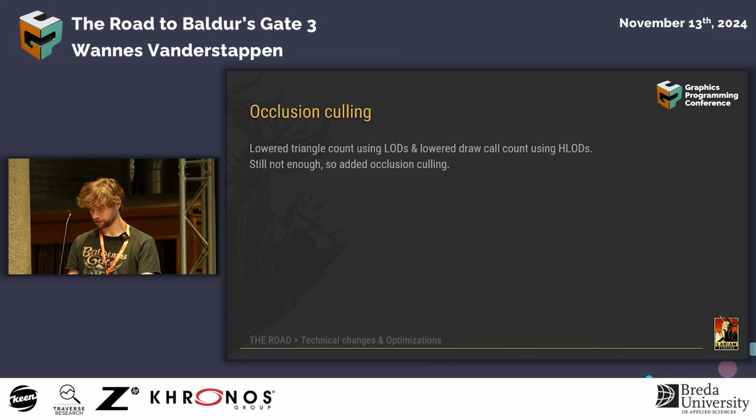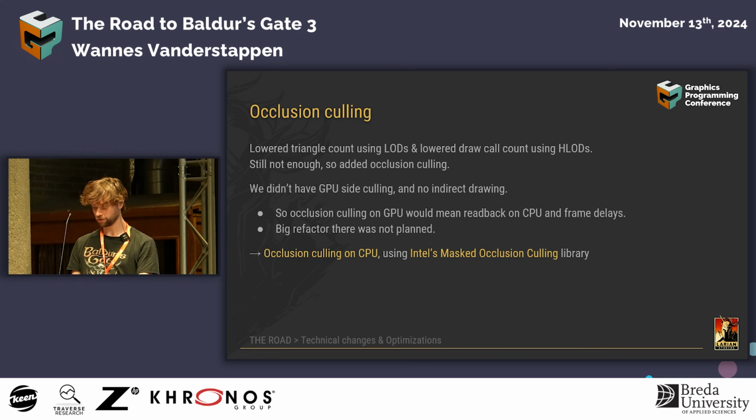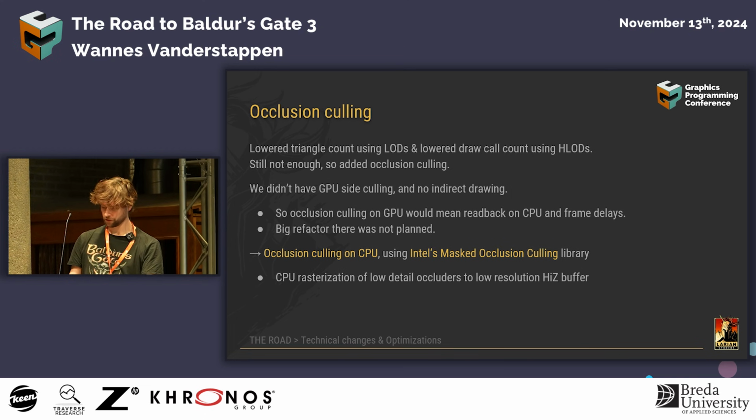Occlusion culling, we also added. So we lowered the triangle count, we lowered the draw call count, but it was still not enough. So we didn't have GPU side culling and no indirect drawing. So occlusion culling on the GPU would mean a readback on CPU and frame delays. A big refactor there was not really planned. So we did occlusion culling on the CPU using Intel's masked occlusion culling library. CPU rasterization of low detail occluders was done on the CPU, and then you get a high Z buffer, and objects are tested against this high Z buffer.